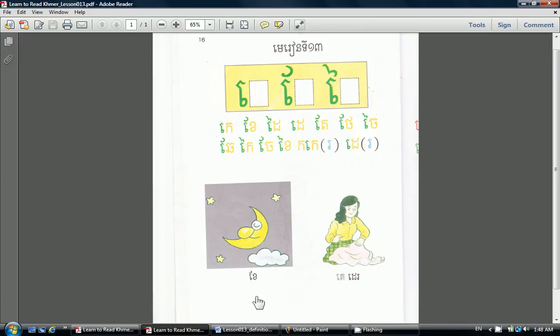Okay, in this picture here, the first picture, it reads kai, which means month or moon. The second picture reads ke day, which means she sews. Okay, let's look at this in more detail.